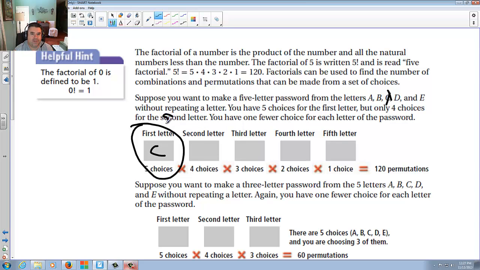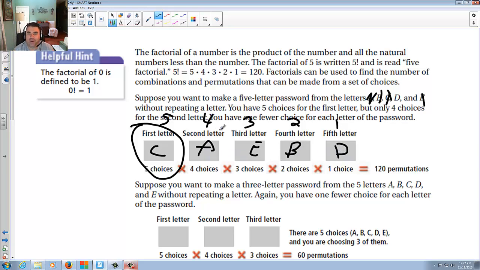So the first one I had 5 choices. Let's say I pick A. I only had 4 choices total, and now I've used A. Well, now for my third letter, I only have 3 choices. Let's say I'll pick an E. Okay, so I get rid of E. Now I have 2 choices left, B and D, so I'll say B. Leaving only 1 choice, D.